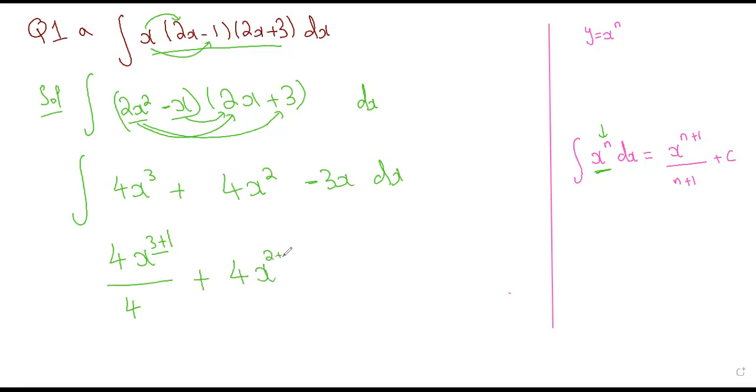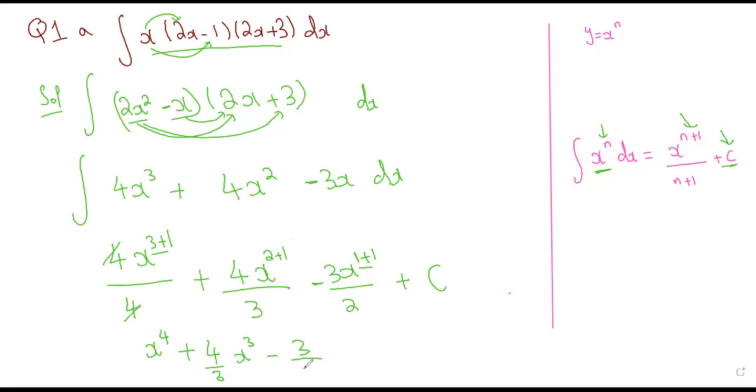x to the power 2 plus 1, divided by 3, minus 3x. 1 is the old power, plus 1 because we add 1 and we divide by the new power, that would be 2 in this case, plus c. Always remember we write down the constant, okay? So 4 and 4 would cancel. It would be x to the power 4 plus 4 by 3 x to the power 3 minus 3 by 2 x squared plus c. This is the answer.